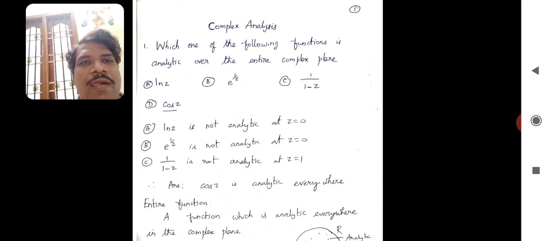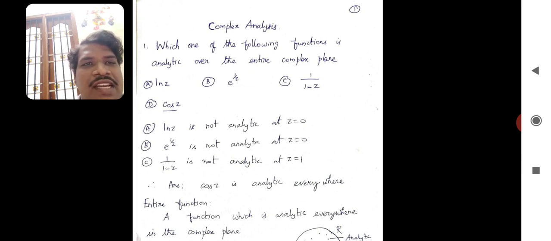Question number 1. All these questions that we are going to discuss today were taken from previous year's GATE question paper. Now let us move into the first question. Which one of the following functions is analytic over the entire complex plane?